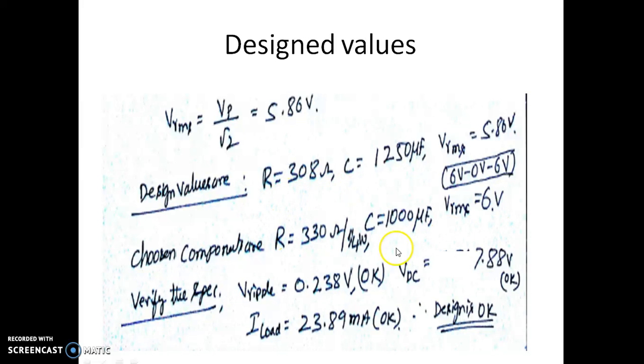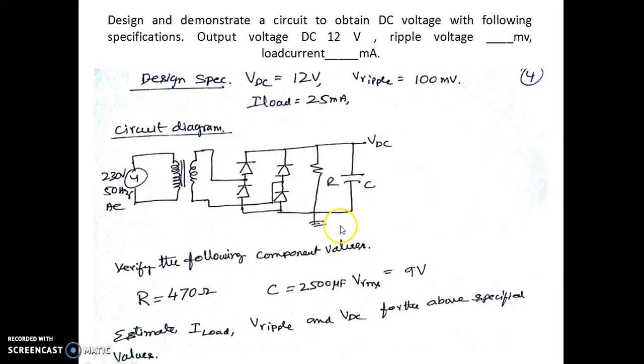Upon using these values, we can re-verify the ripple voltage and the load. Ripple voltage is coming out to be 238 instead of 200, and load current instead of 25 milliamperes we are getting 23.89, which is fairly okay. The DC voltage we are getting is 7.88, which is supposed to be 7.7 volts. This way we can comfortably design the circuit. So this is the second design where you can choose a bridge rectifier as the circuit, and you can verify the design with these values of R and C.